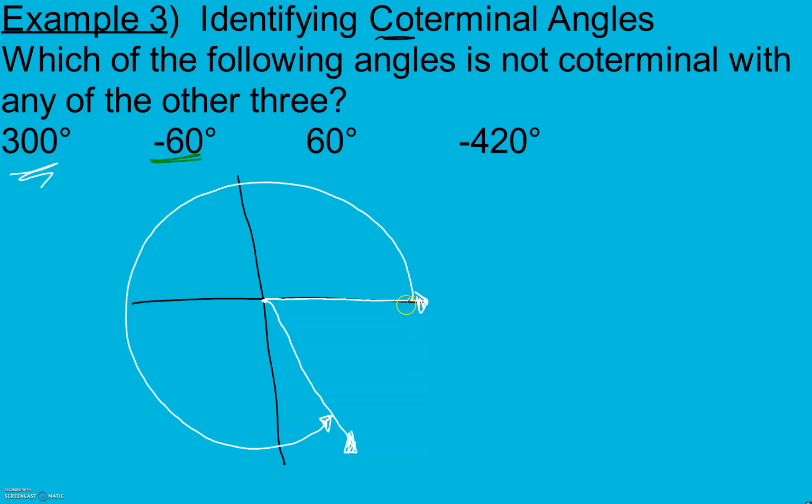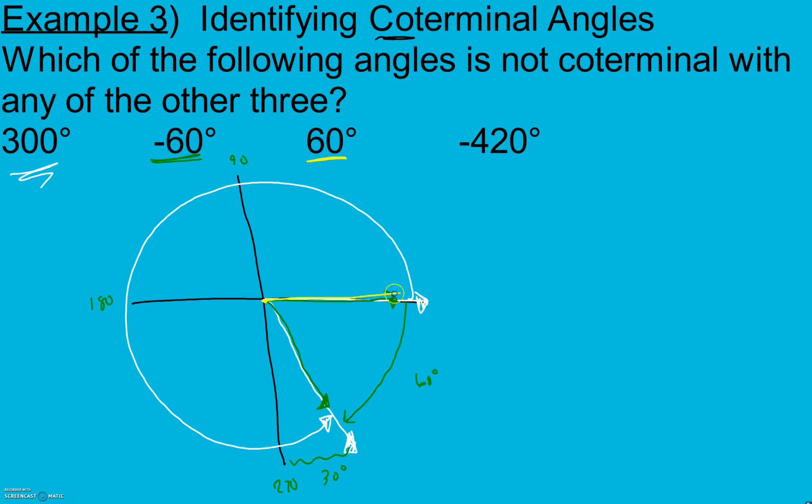Negative 60. I'm going to go back 60, and I'm going to end up at the same spot. Because this was 90, 180, 270, this part right here was an additional 30, which means this part is an additional 60, because this whole part ends up being 90. Okay, positive 60.